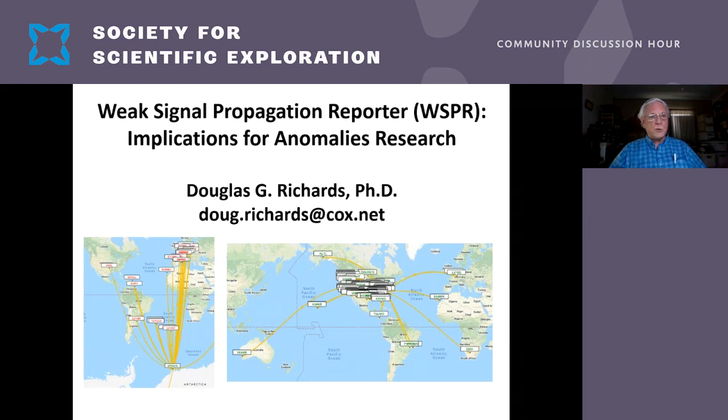What you're seeing on the screen right here is some examples of maps generated by WSPR. The one on the left is a station at an Antarctic research station, and it's all the stations actually that are receiving him at a particular moment in time. The one on the right is an example from a couple days ago of all the stations receiving me during a 1 hour period. So on we go.